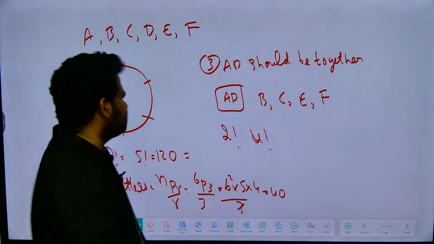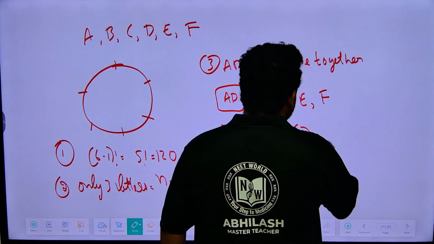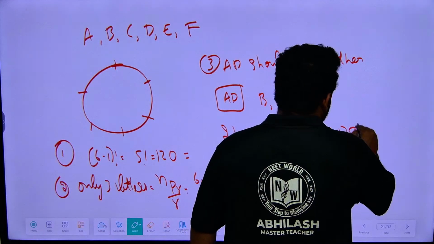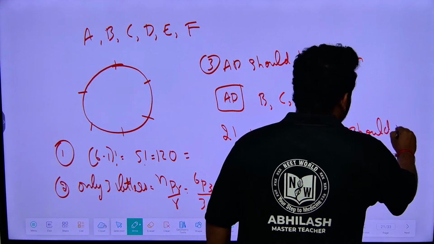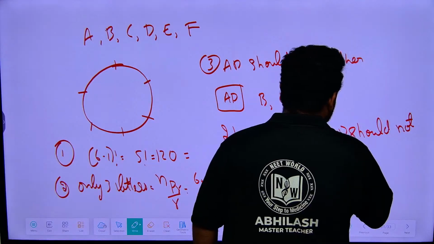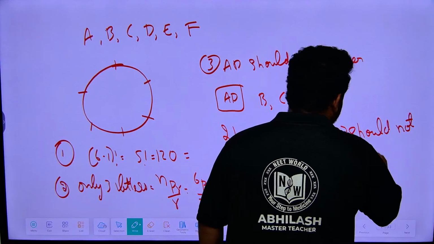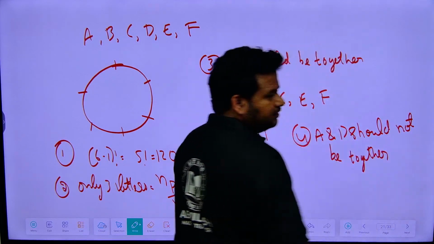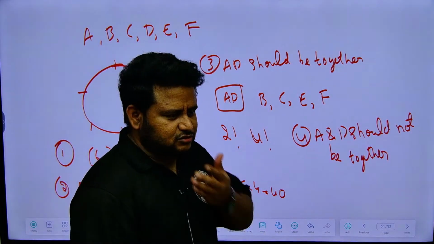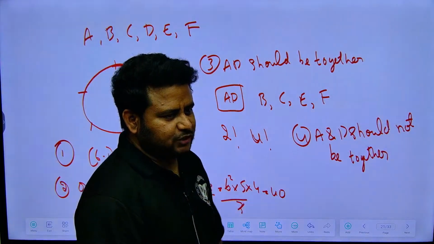Now the next question is: A and D should not be together. In the vowels and consonants question on linear arrangement, when I said they should not be together, what did we do?